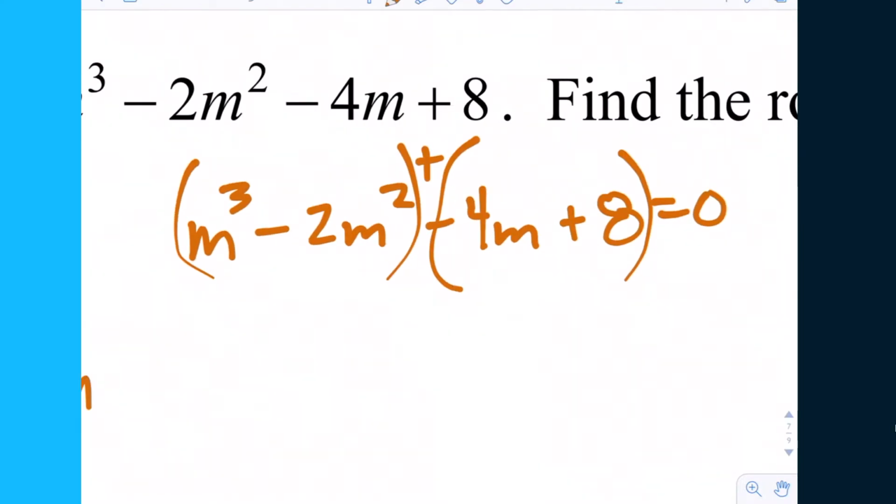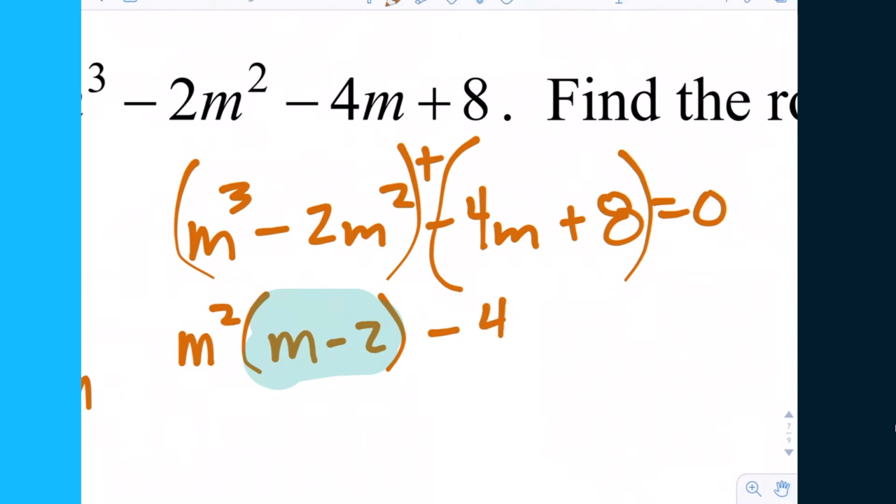And now we look for a common factor in the first 2 terms, and we get a what? M squared, factor it out, and we get m minus 2. Now, you know how this works. That m minus 2 is what we're shooting for then in the other term. And when we factor out a negative 4, we do, in fact, get m minus 2. And it's still equal to 0.